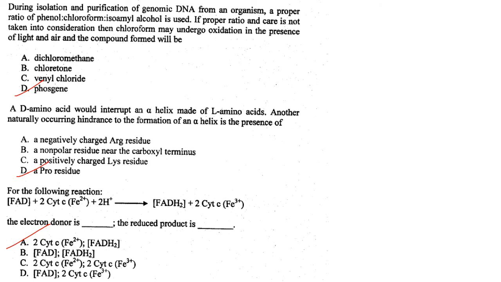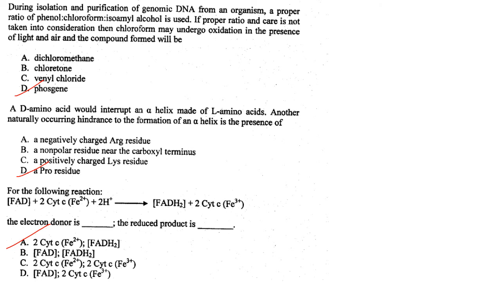A D amino acid would interrupt an alpha helix made of L amino acids. Another naturally occurring hindrance to the formation of an alpha helix is the presence of... So it is the presence of proline residues that will cause hindrance to the formation of alpha helix.